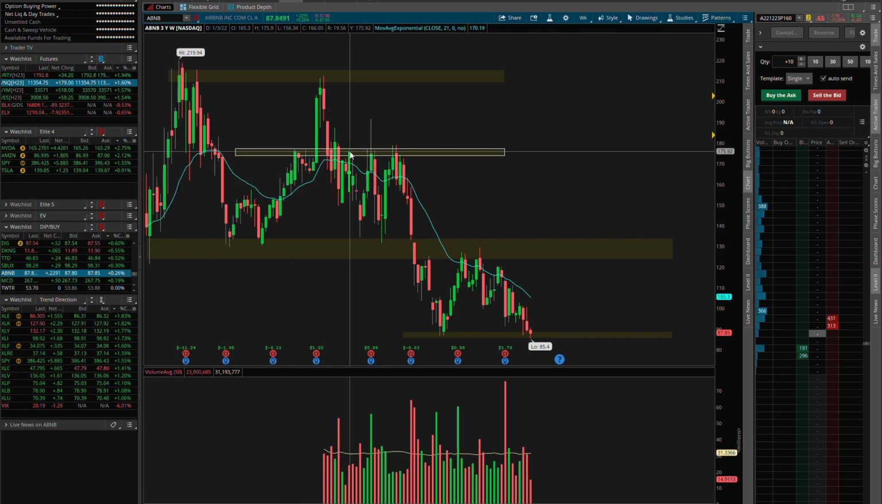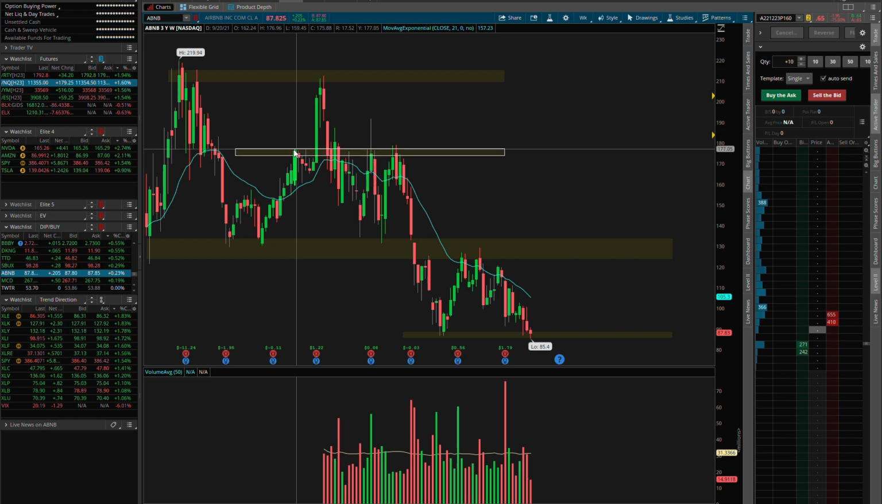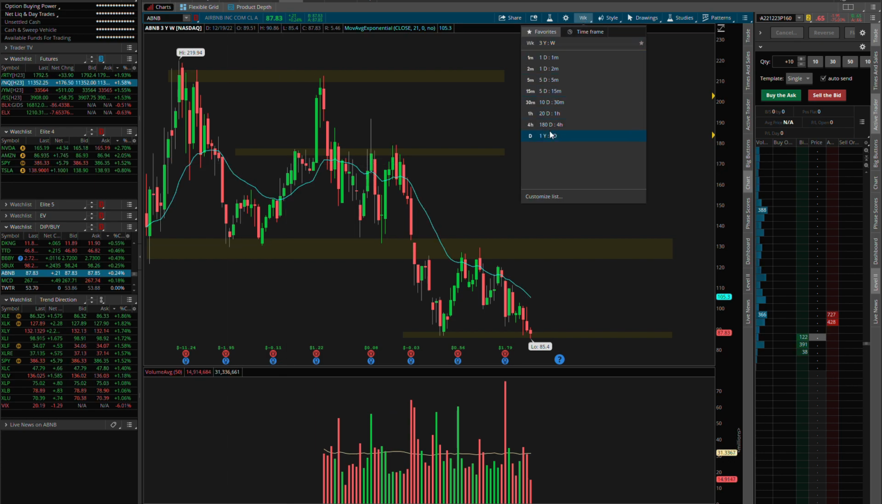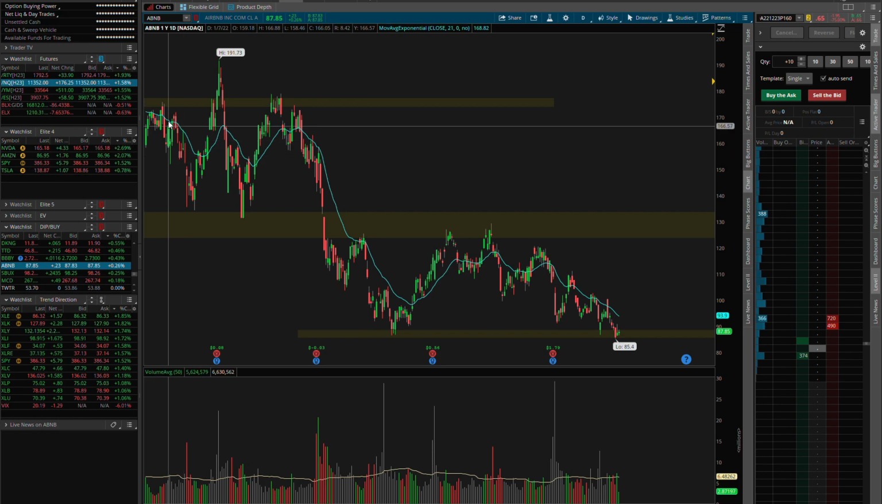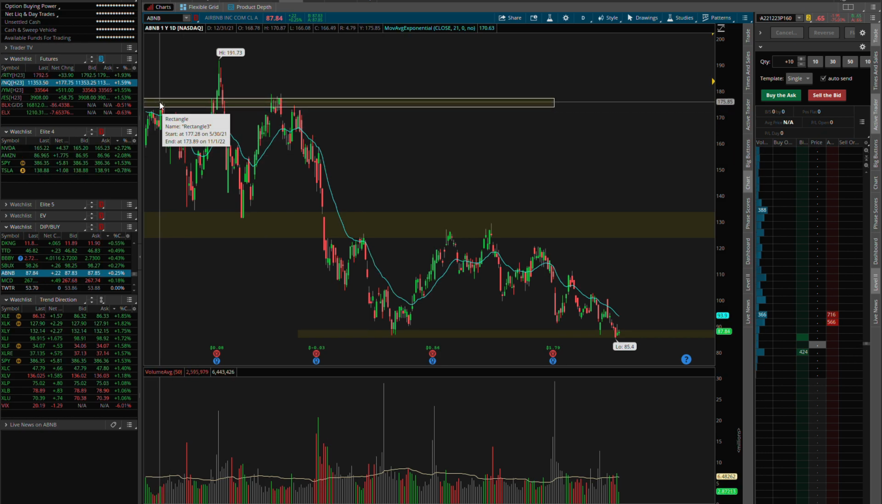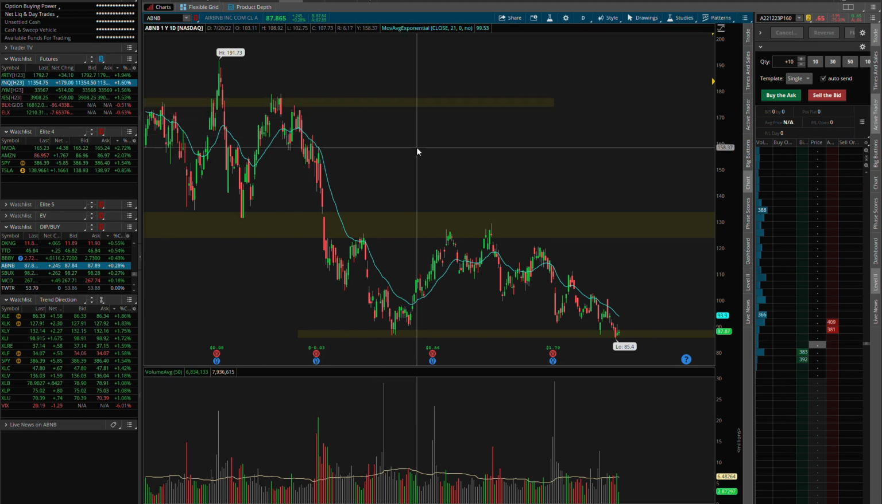We have another level that's marked, right? So we touch once, twice, three times. So I'm going to mark that level. So now let me go on a daily chart and you can see it from the daily chart perfectly. So now these areas are not set in stone, right? They're just imaginary lines to help us really identify key areas on the stock chart.